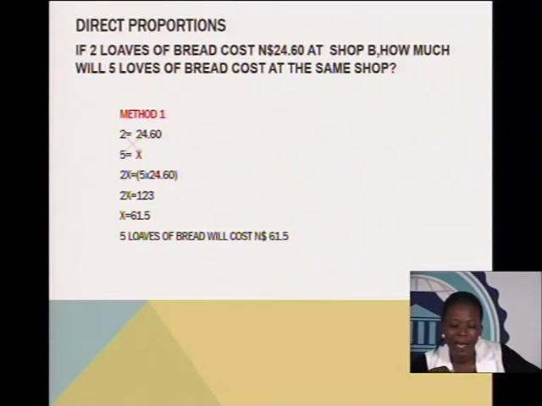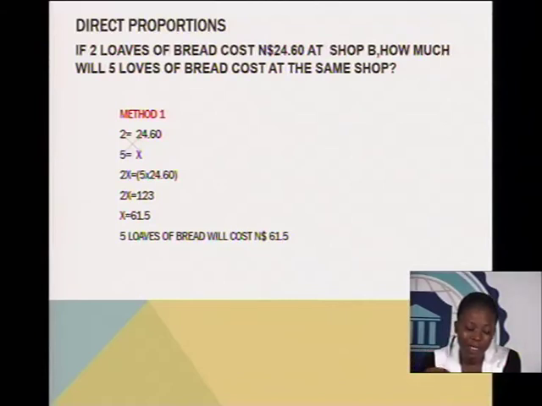Now here you can find the answer in 2 different methods. The first method is what we call cross multiplication. We say 2 is equal to 24.6, then 5 is equal to what? It's not known, so we use x. Because these 2 variables, the quantity and the amount of money to be paid, are directly related, meaning the more bread you take, the more money you pay. The less bread you take, the less money you pay. They are all going in the same direction, so we can use cross multiplication.